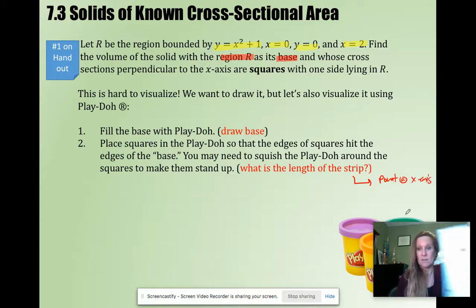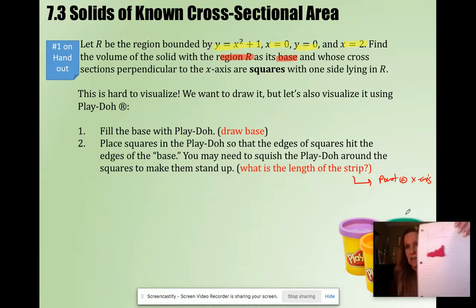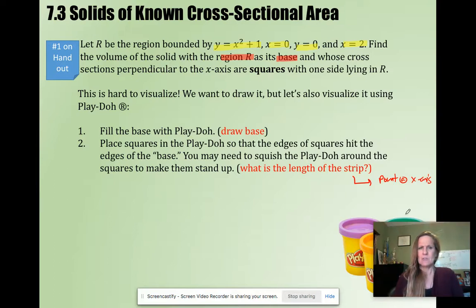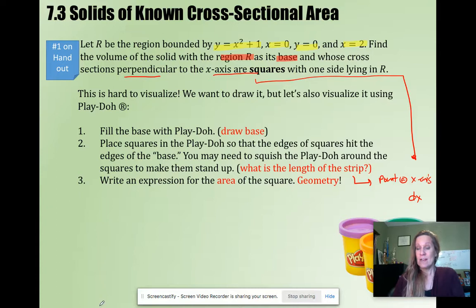The strip in the Play-Doh, because this is the way I put my squares. I put my squares perpendicular to the x-axis, and that's what this says. Perpendicular to the x-axis, which means my strips are pointing at the x-axis, which means I'm going to integrate dx. What is the area of one single one? Side squared, right?